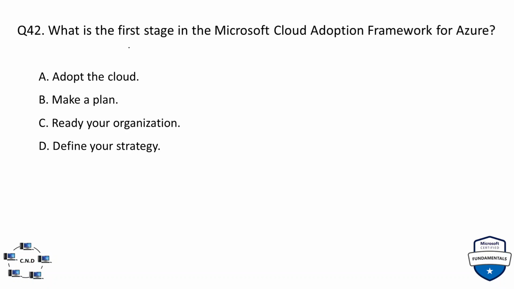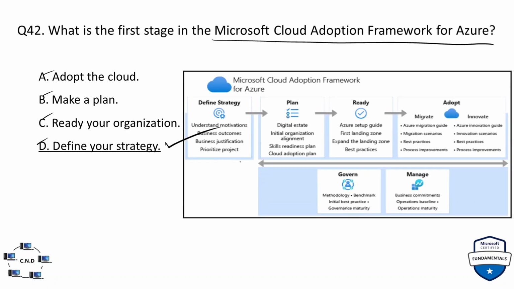Question number 42 is that what is the first stage in the Microsoft Cloud Adoption Framework for Azure? The options are option A, adopt the cloud, option B, make a plan, option C, ready your organization, and option D, define your strategy. And the correct option is define your strategy. So this is the diagrammatical representation of the Microsoft Cloud Adoption Framework for Azure. The first step is defining the strategy, then planning, then getting ready, and then adopting the cloud. And after that, you go on and manage the cloud.